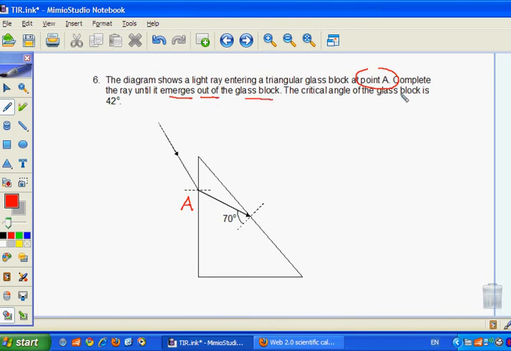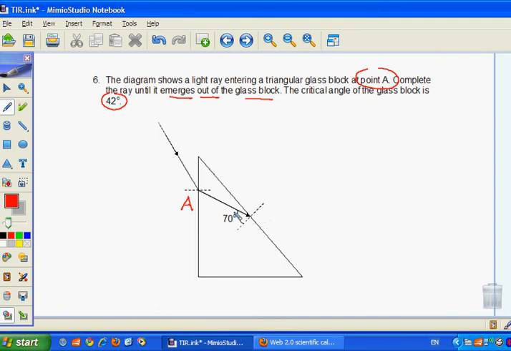The critical angle for the glass rod is 42 degrees. So how do we decide? Earlier on in question 5, we went through a series of steps on how to decide whether the ray bends out into the air or bends inwards into the glass. So how do we decide?